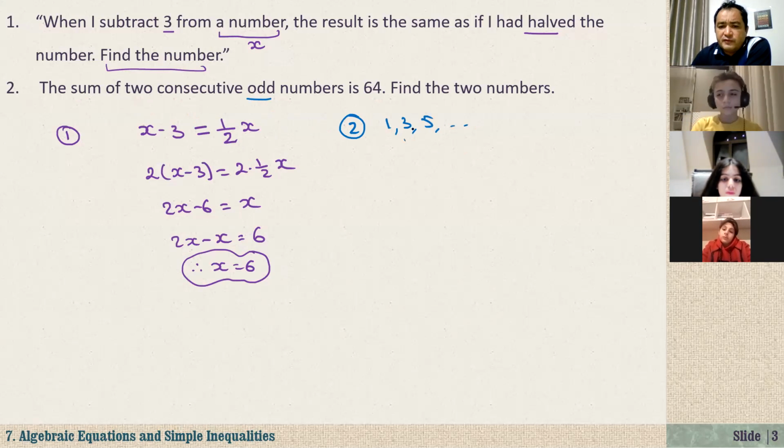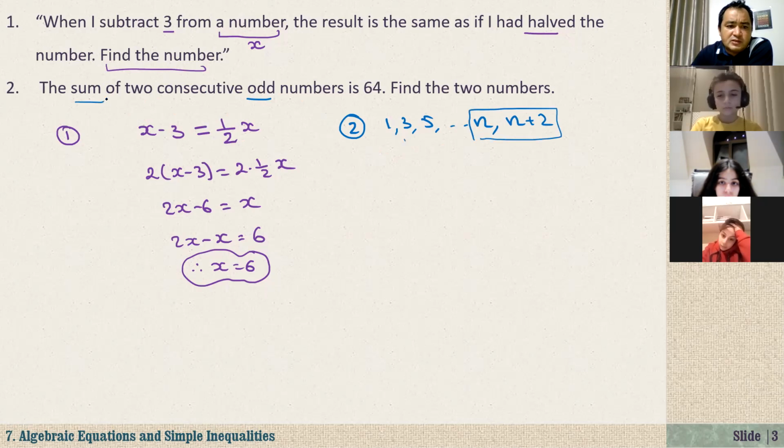Actually, here 3 and 5 are consecutive odd numbers. 1 and 3 are consecutive odd numbers. Consecutive means one followed by another, right? So assume that the first number is n. What will be the second number? As you see in this pattern, the difference between these two numbers is 2. So the next number should be n plus 2. So we are talking about these two consecutive odd numbers, and it says that the sum of these consecutive odd numbers, n plus (n plus 2), is equal to 64. The question is: find the two numbers.